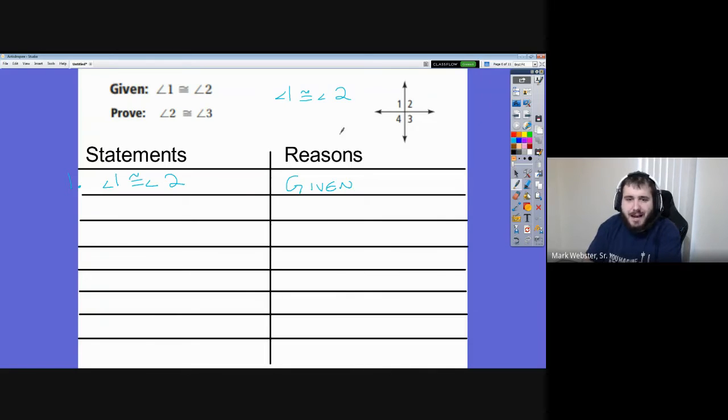Now I want to somehow connect on angle 3. I'm not going to tell you there's only one way to do this. There's a lot of different ways that you could do this. There's a lot of different options that you have. But I'm going to tell you, if you look, angle 1 is congruent to angle 3 by vertical angles.